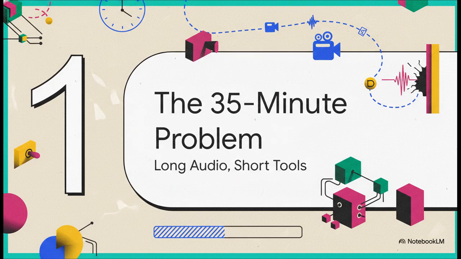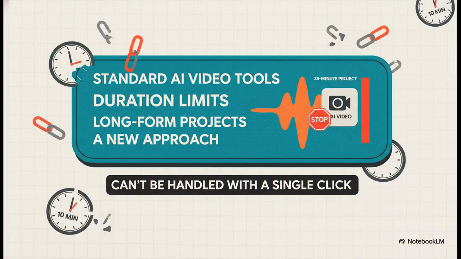This is where long-form audio smacks right into the limits of today's short-form tools. So here's the real issue. Most of these amazing AI video generators, even the big ones like Google Vids, are designed for quick, bite-sized content. We're talking a few minutes, not a full half-hour plus. That dream of a one-click solution for your 35-minute project, it's just not there, yet. We need a smarter, more modular approach.